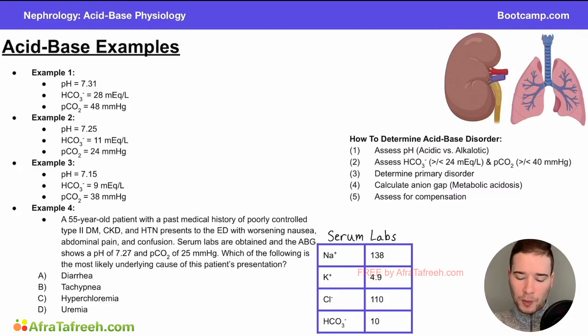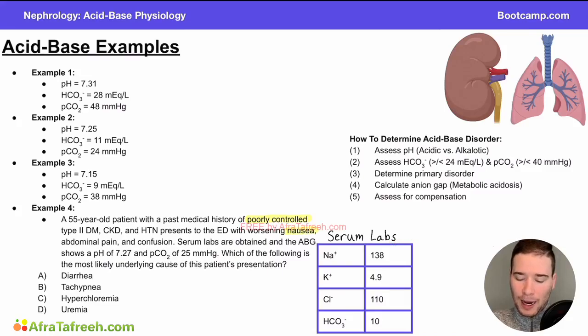First, we have a 55-year-old patient with a past medical history of poorly controlled type 2 diabetes, CKD, and hypertension. So right off the bat, something I'm mindful of that I would highlight is that this patient's conditions are poorly controlled. This means they're either not taking their medications or they don't have access, or there's a variety of reasons, but it's important for us to know that this patient's poorly controlled versus well controlled because it helps us determine our differential going forward. Next, we see that the patient presents to the ED with worsening nausea, abdominal pain, and confusion.